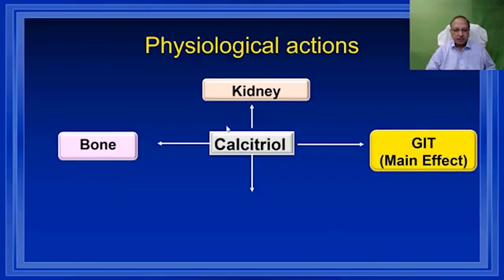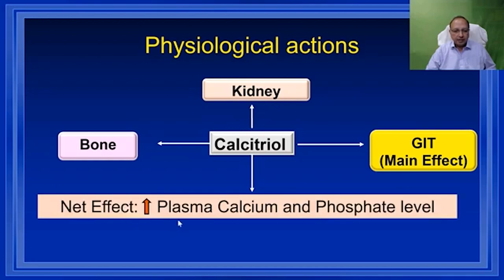So what are the physiological actions of calcitriol? It will act again on the three organs, bone, kidney, and GIT, but its main effect will be on the GIT and on the bone, and a lesser effect on the kidney. Its net effect is an increase in the plasma calcium and in the plasma phosphate level.